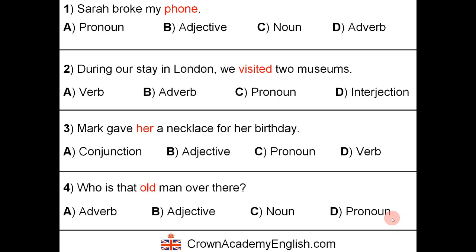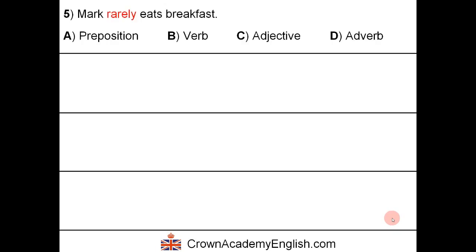Okay, we're now moving on. There'll be a new page now. Question 5. Mark rarely eats breakfast. So the word in red is rarely. So in this sentence, what type of word is rarely? Is it A, a preposition, B, a verb, C, an adjective, or D, an adverb?